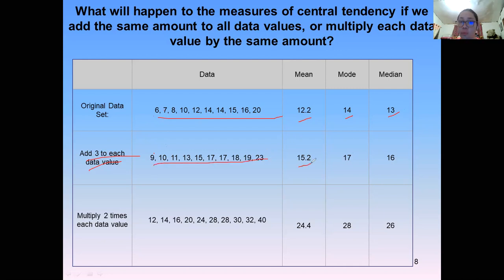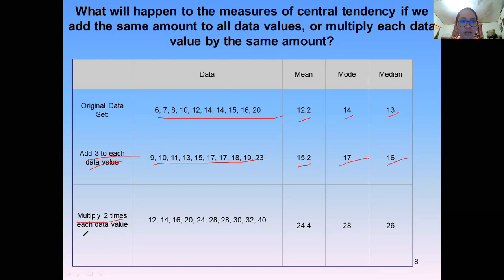Of course, the mean will increase. It's pretty obvious. And the mode will also increase or change, correct? And then the median will also increase. That's pretty obvious. Now, next question.